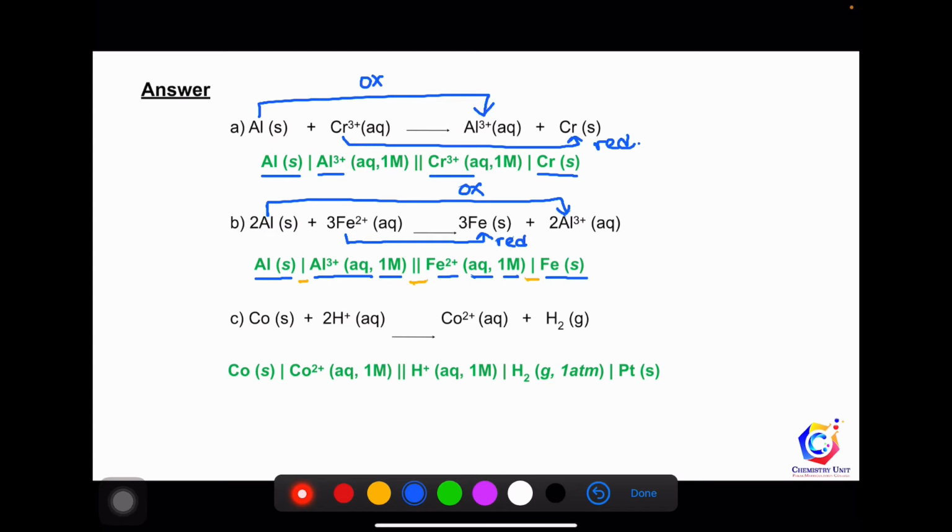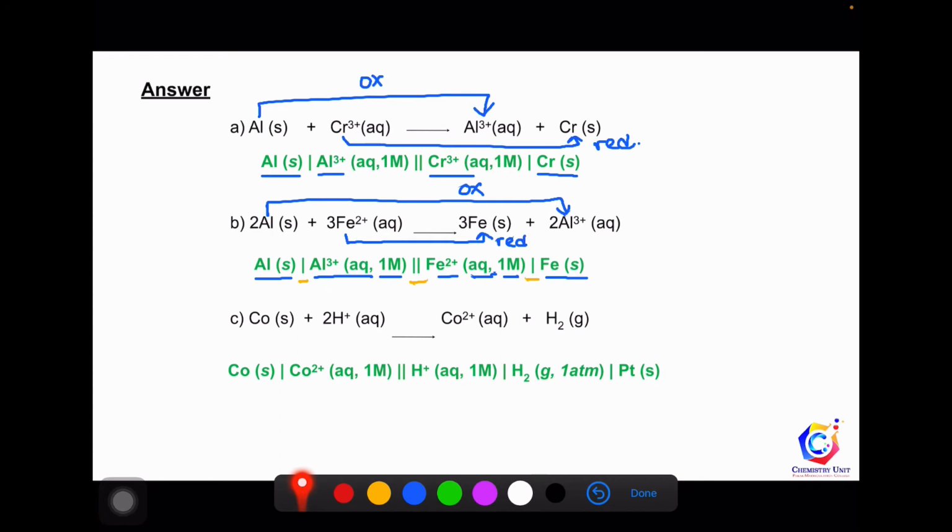Also, do take note that there is a comma placed in between the aqueous as well as the 1 molar concentration. The next thing that I would like you to notice is that our overall equation has got stoichiometric coefficients. However, the cell notation does not include the stoichiometric coefficient. This is very important. Please do not include the stoichiometric coefficients into your cell notation.